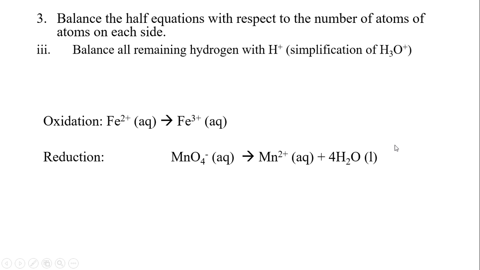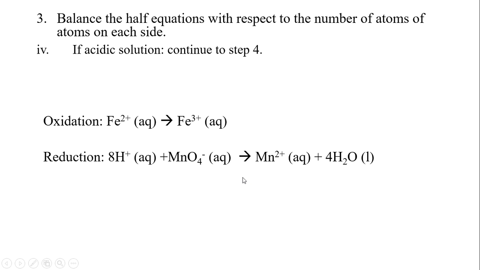And then you simplify the remaining hydrogens with an H+. This is a simplification of oxonium ions in an acidic solution, a water solution, but it's a good approximation to use because it will simplify things a little bit. And it's a convention used. We're going to need 8 of these H+ to balance up 4 water over here, because 4 times 2 is 8, like so. All right.